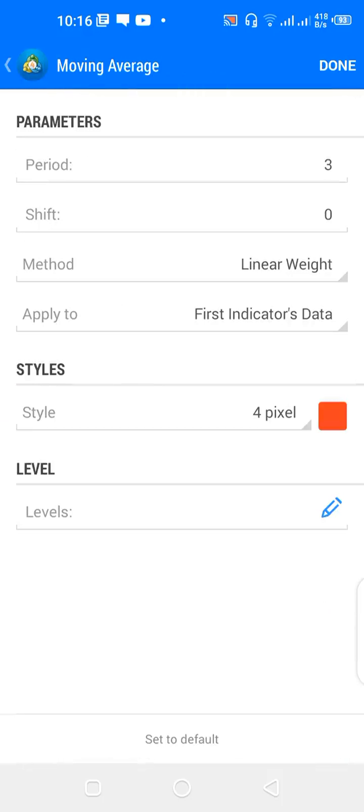The next moving average. Period is 3. Method is linear weighted. Apply to first indicator's data. Style color is red.